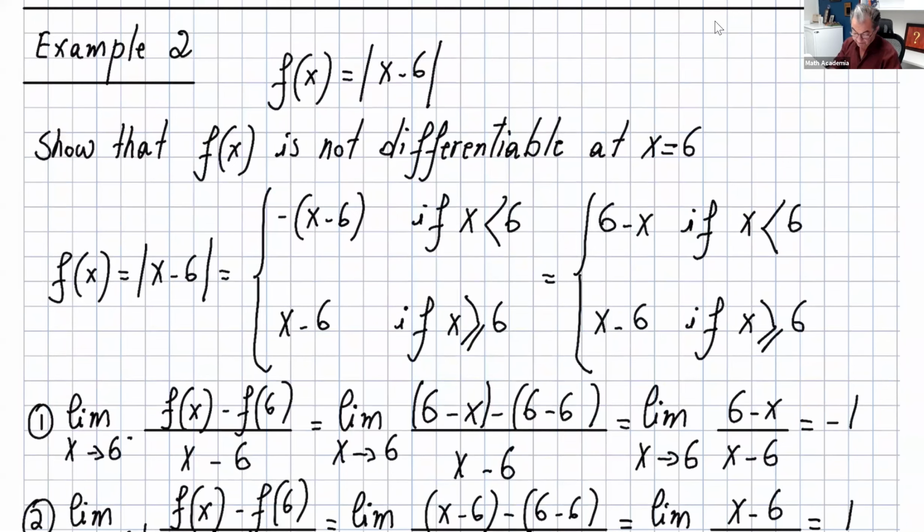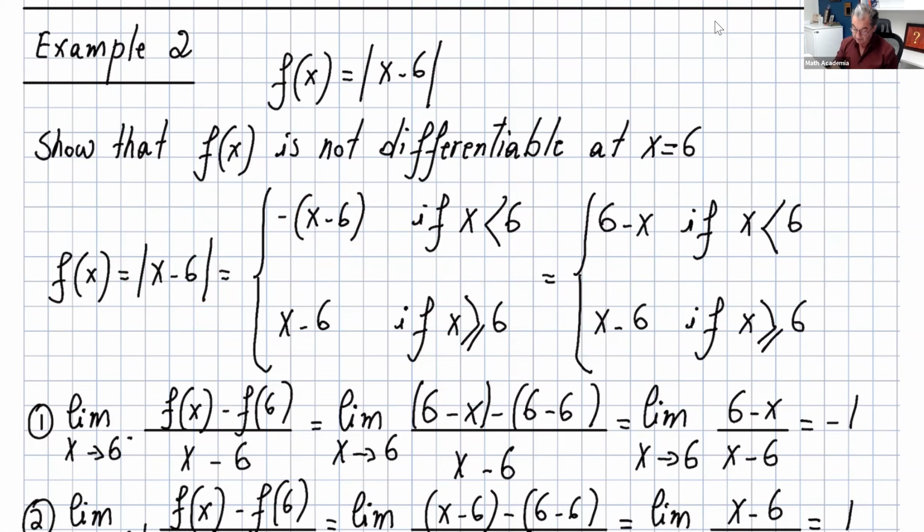Now I have a second example for you here: the absolute value of x minus 6. It says show that f of x is not differentiable at x equals 6. Use the definition of absolute value. The absolute value of x minus 6 can be written as minus x minus 6 if x is less than 6, and x minus 6 if x is greater than or equal to 6. So basically this is 6 minus x, and that stays as x minus 6.